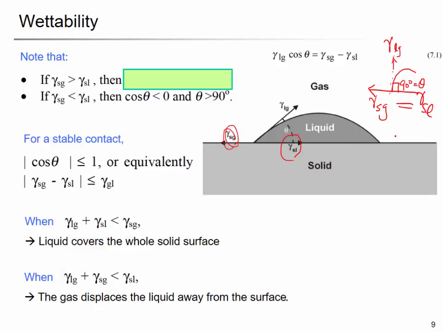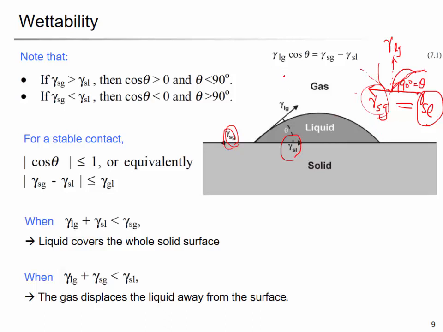And when this one is larger, then it will be like this. So contact angle will be less than 90 degrees. Right? And if this force is larger, then contact angle will be more than 90 degrees. Does it make sense? So it's all the force balance.